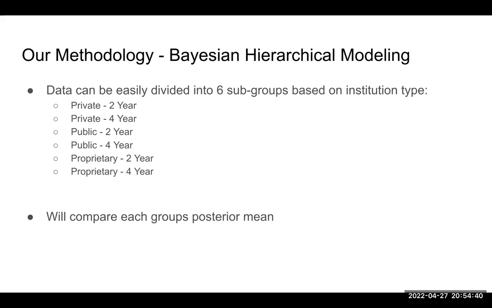So here are the 6 types of institutions that we'll be looking at: private 2-year, private 4-year, public 2-year and 4-year, and proprietary 2-year and 4-year. So we'll do this hierarchical model and then compare each group's posterior mean and look at the average awards for those.